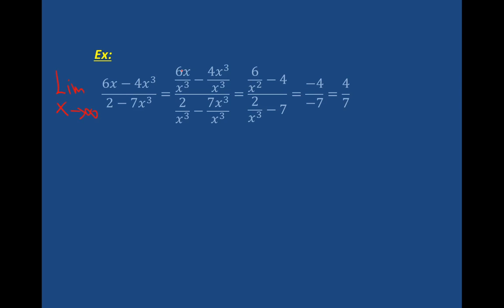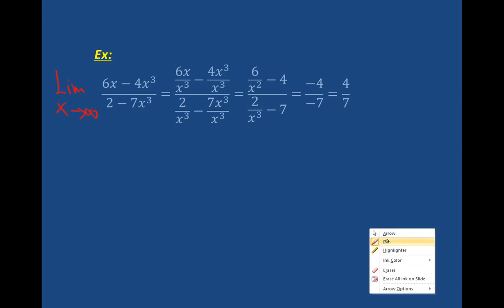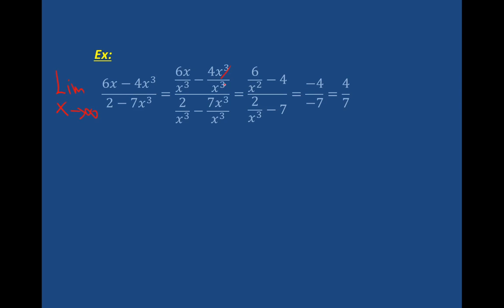The result: 6 over x power 2 minus 4x power 3 over x power 3; x power 3 will be cancelled by x power 3, then the remainder equals negative 4. Then 2 over x power 3 minus 7; x power 3 here will be cancelled with x power 3, and the remainder equals negative 7. 1 over x, when x tends to infinity, equals 0. Then this is 0 also. This is 0. Negative 4 over negative 7. And the limit equals 4 over 7.